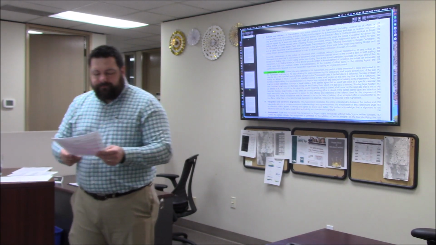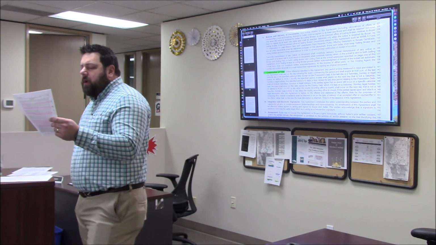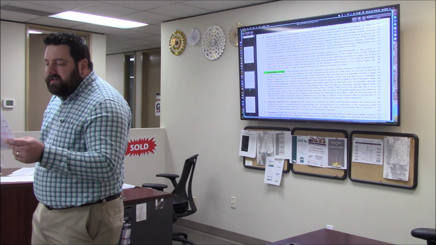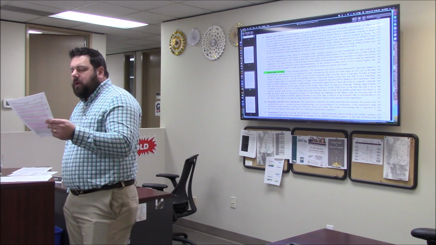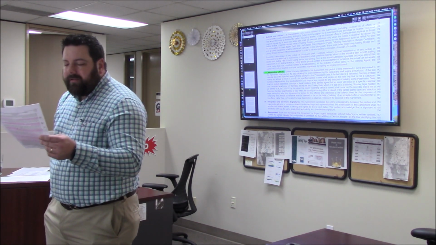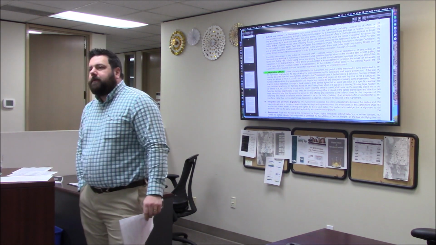I. Computation of time. Unless otherwise specified in this agreement, any period of time measured in days and stated in this agreement shall start on the day following the event commencing the period and shall expire at 9 p.m. of the last calendar day of the specified period of time.